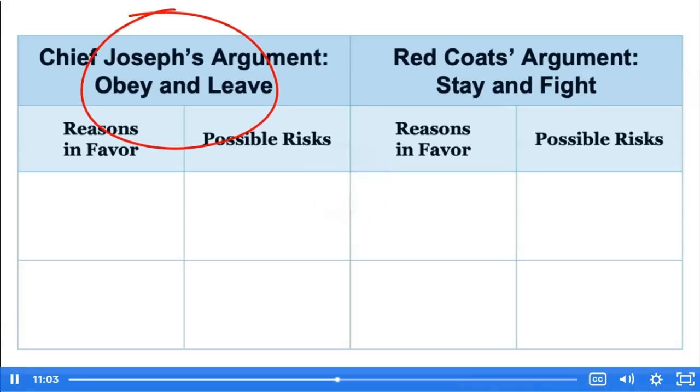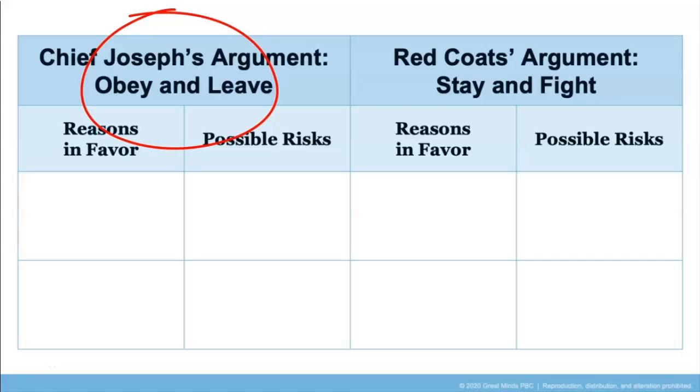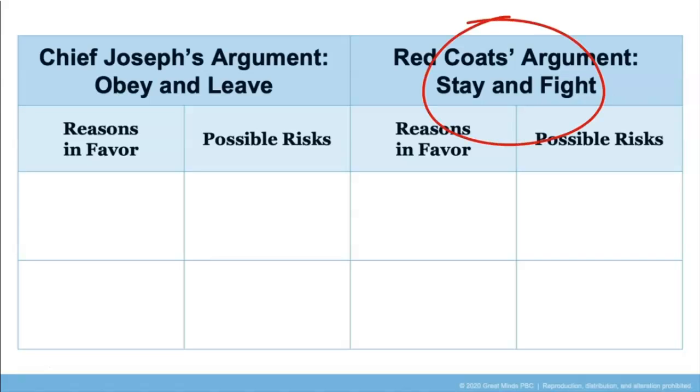Chief Joseph argues that the tribe should obey General Howard's orders and leave Wallowa. The group of Nez Perce warriors known as the Redcoats argue that the tribe should stay in Wallowa and prepare to fight General Howard and his soldiers. Chief Joseph and the Redcoats both offer reasons in favor of their argument. However, there are also risks associated with each argument.